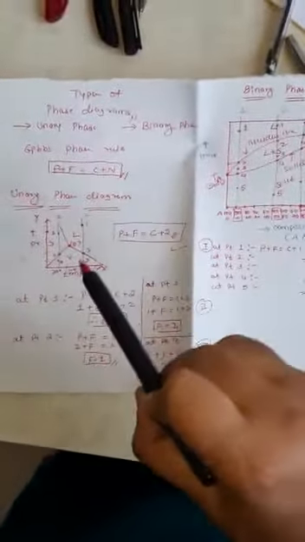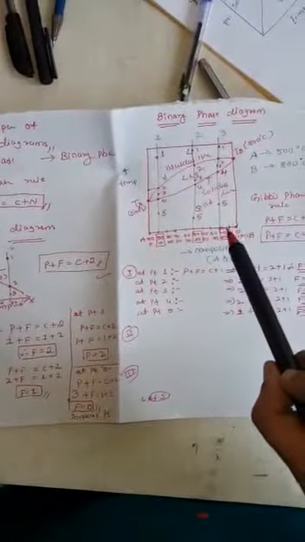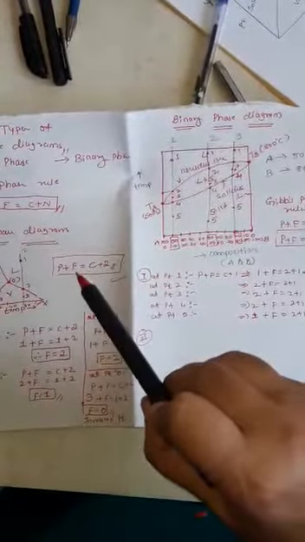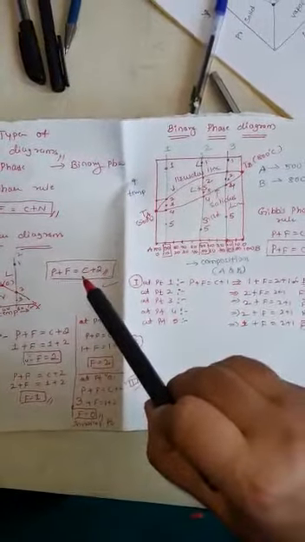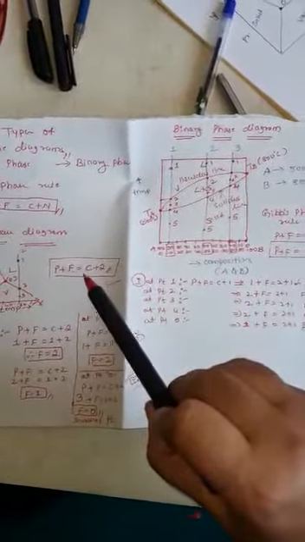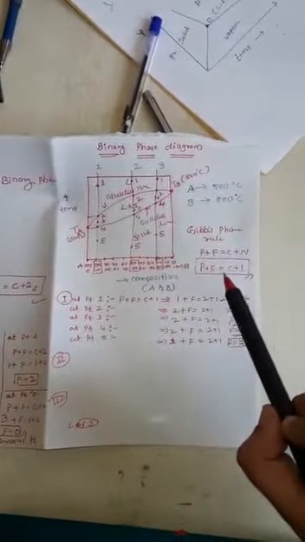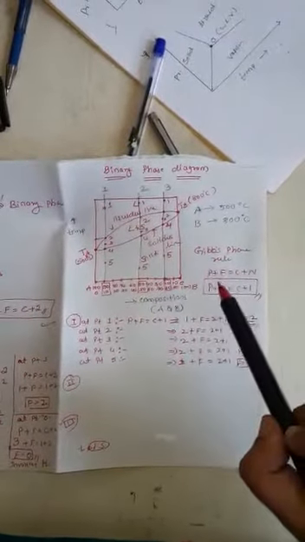So what did we discuss today? We discussed the unary phase diagram and the binary phase diagram. A unary phase diagram has only one component, and a binary phase diagram has two components. P plus F is equal to C plus 2 is the Gibbs phase rule for the unary phase diagram, and P plus F is equal to C plus 1 is for the binary phase diagram.